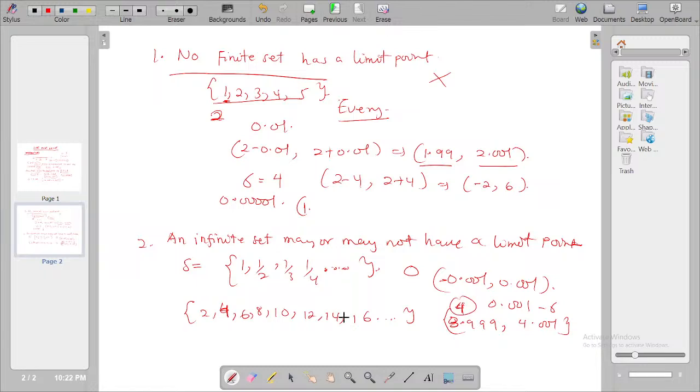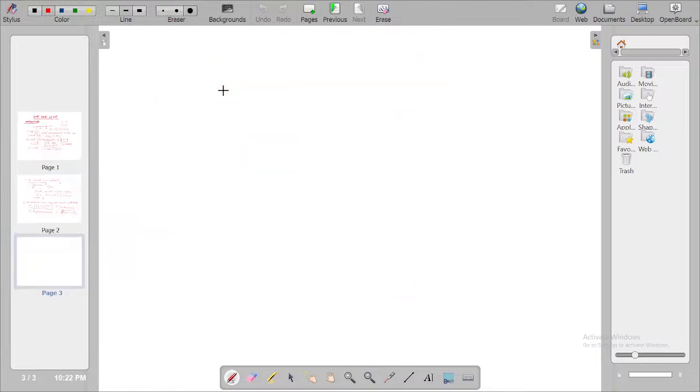So an infinite set may or may not have a limit point. This particular set here has a limit point. This one doesn't have a limit point. So these are two things you should know when you are dealing with limit points. It's very, very necessary for you to take a close look at them.